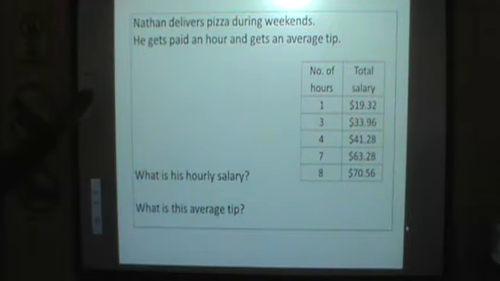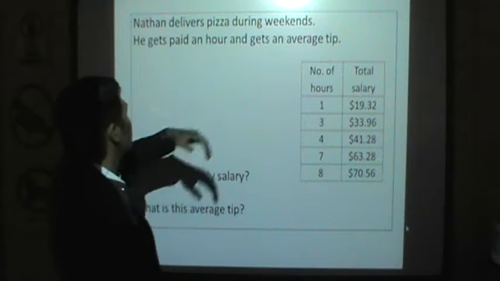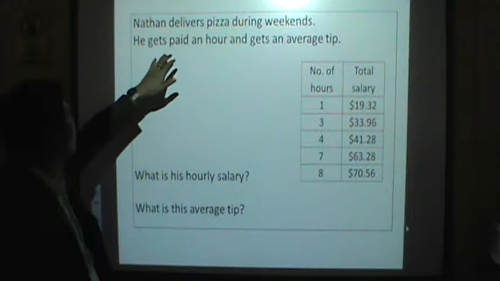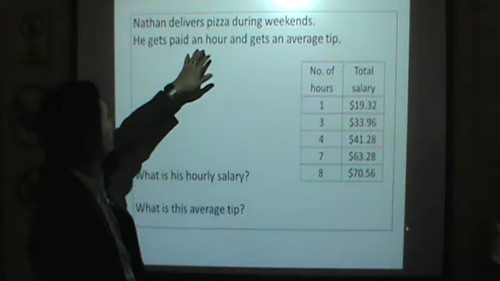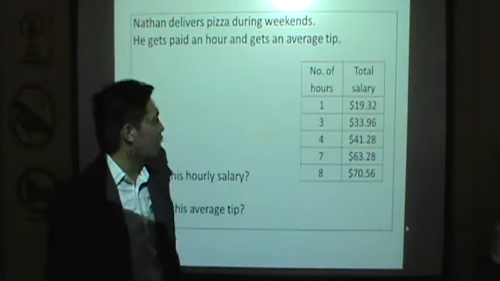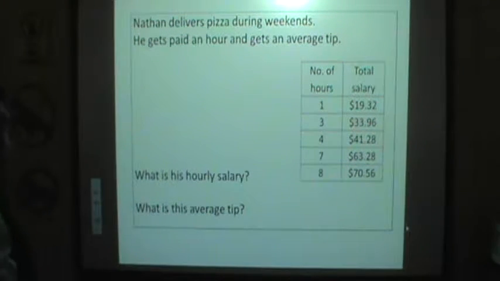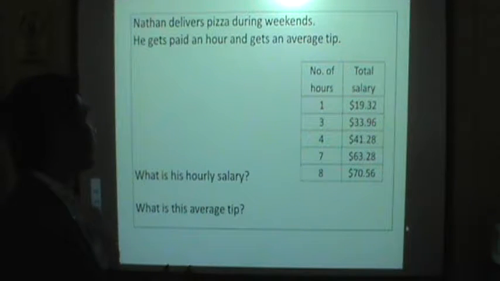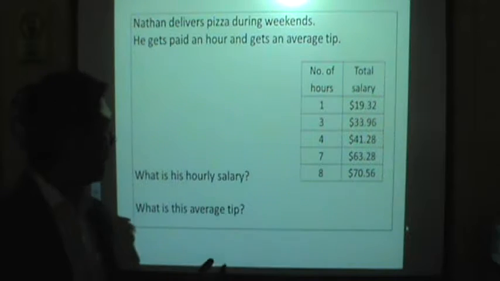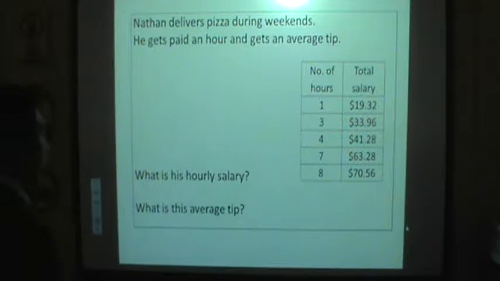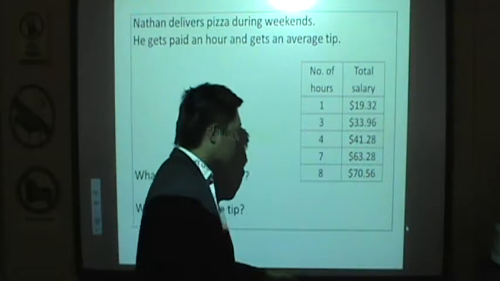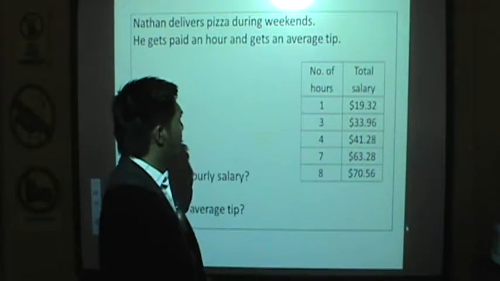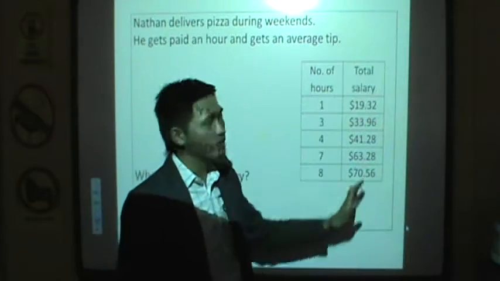Here we have Nathan delivers pizza during weekends. He gets paid an hour and gets an average tip of, we don't know. We don't know the tip. We don't know the salary of Nathan every hour. So let's go ahead and use this table. According to the table, we have the number of hours here and the total salary.